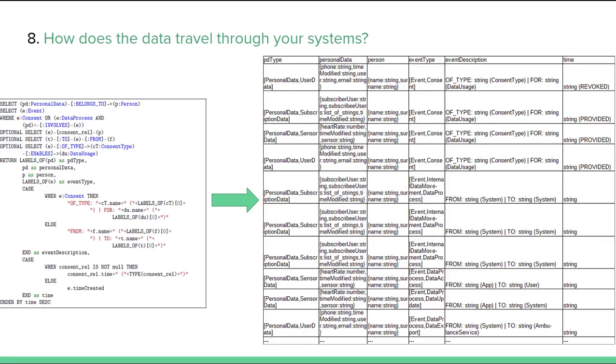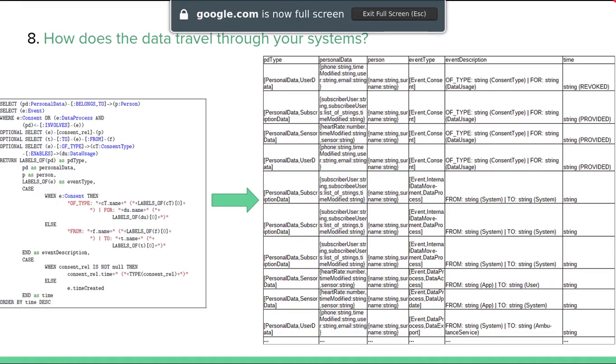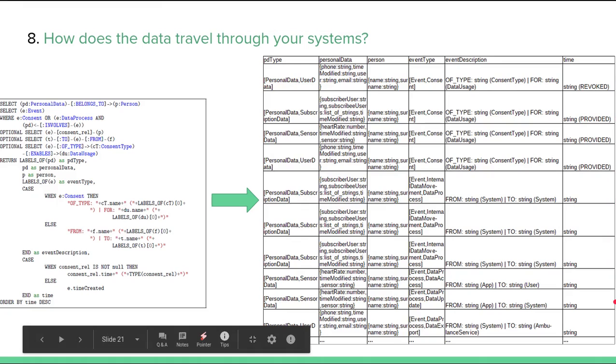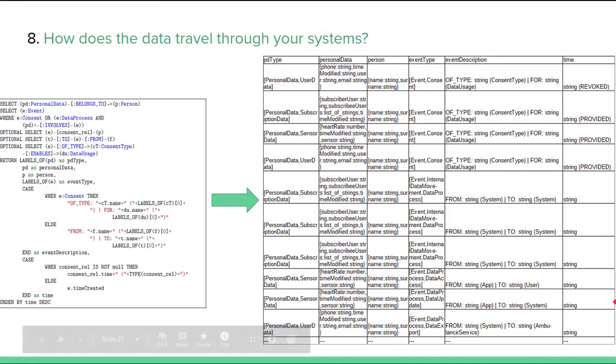Answering how the data travels through our systems yields descriptions of each consent or data process event. For example, consent types and data usages related to data movements between systems, let's say databases, and to the time each event occurred. For example, the first entry contains a consent event of a person related to a personal data node of theirs that was revoked at a specific point in time, providing key insight into how, when, and where data flows in the system, which plays a crucial role towards meeting GDPR compliance demands.